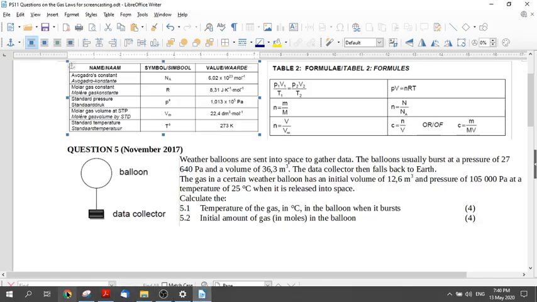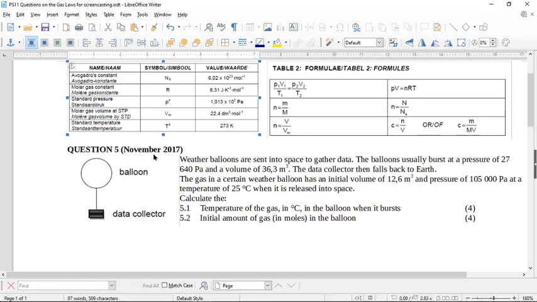Okay, let's look at this gas law question from November 2017, question 5. Here are my things from the data sheet, the formulas and all the values from the data sheet. And remember now, I can't write these nice fractions, so you'll just have to improvise these. Okay, where the balloons are sent into space to gather data.